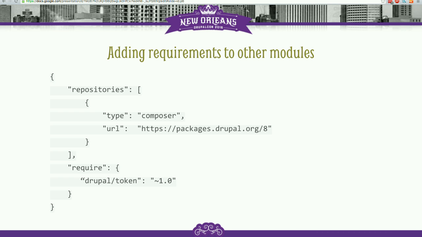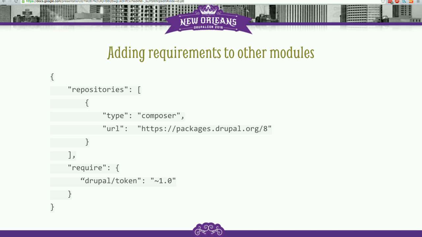Now, the composer facade is actually going to look at whether or not you have a composer JSON and what you have in your info file. And it's going to join that information together, and for the requires, it's going to use what's in the info file, because Drupal needs that, so it's going to default to that.